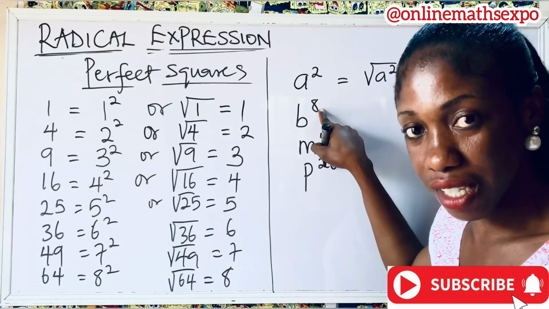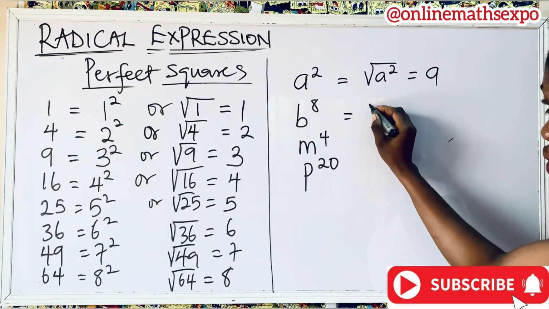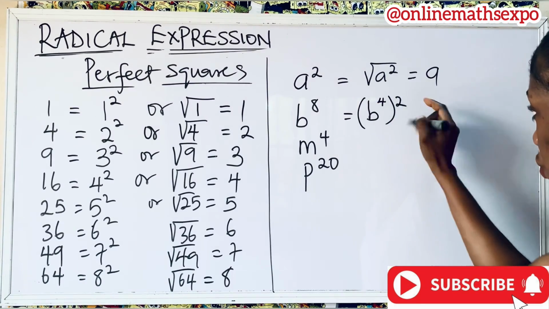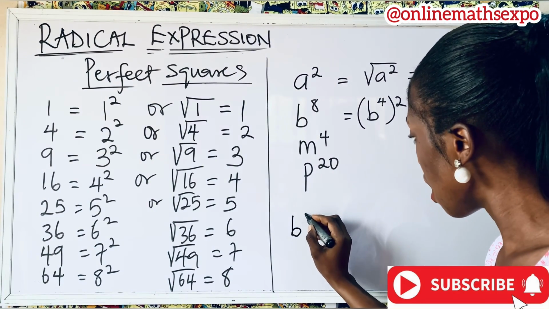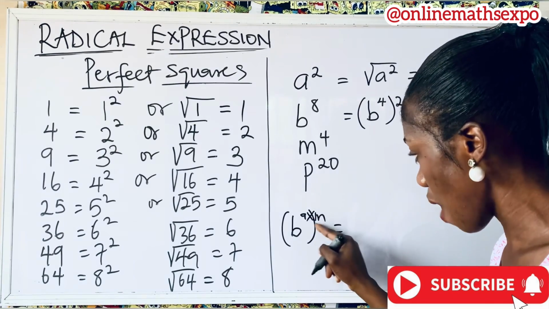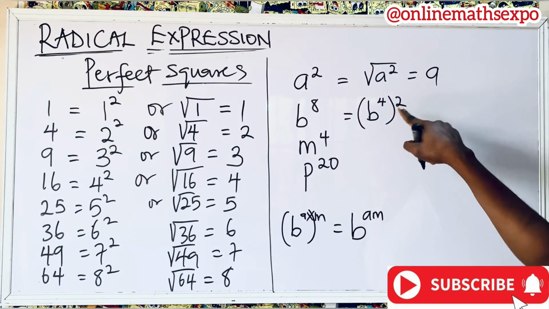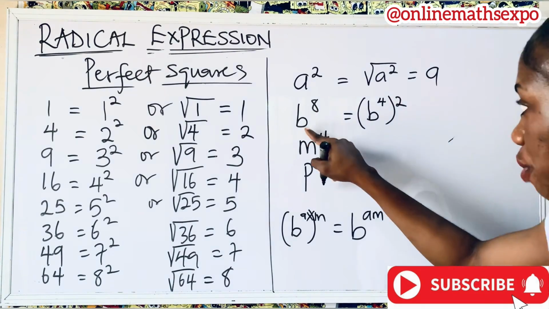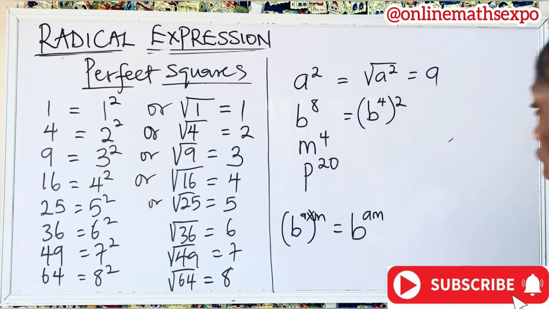b to the power of 8 is a perfect square because you can express it in a square form of this nature. You can have it like this, b to the power of 4 raised to the power of 2. If you remember your indices very well, if you have b raised to power a raised to power m, according to your indices, you multiply the powers. So this will give you b raised to power am. So if you apply it here, if you multiply 4 by 2, it gives you back 8. I hope that is clear. So b to the power of 8 is a perfect square because you can express it in a square form.